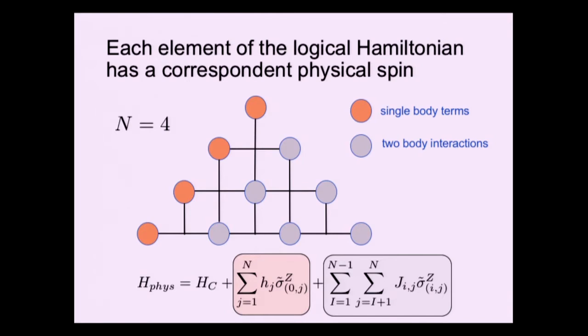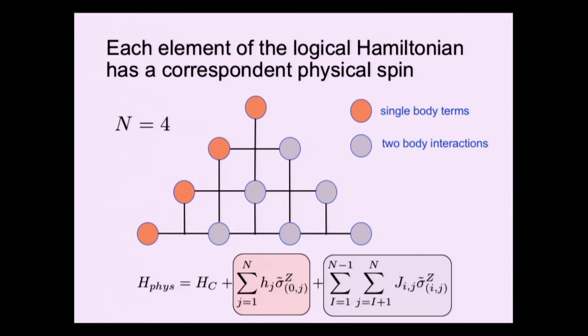The way Lechner, Hauke, and Zoller designed the annealer is with this triangular structure, here shown for n equals 4. On the left diagonal, we have single-body terms, while all the gray dots are two-body interactions. And we see that in our Hamiltonian, the two-body terms are now represented by these single-body terms.